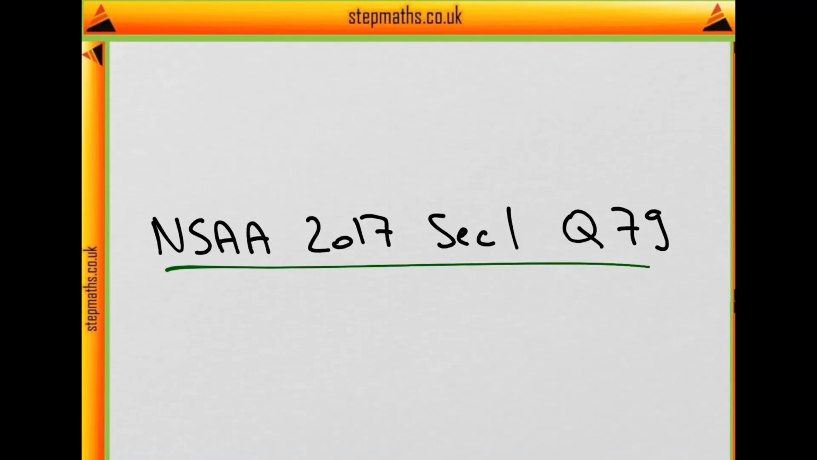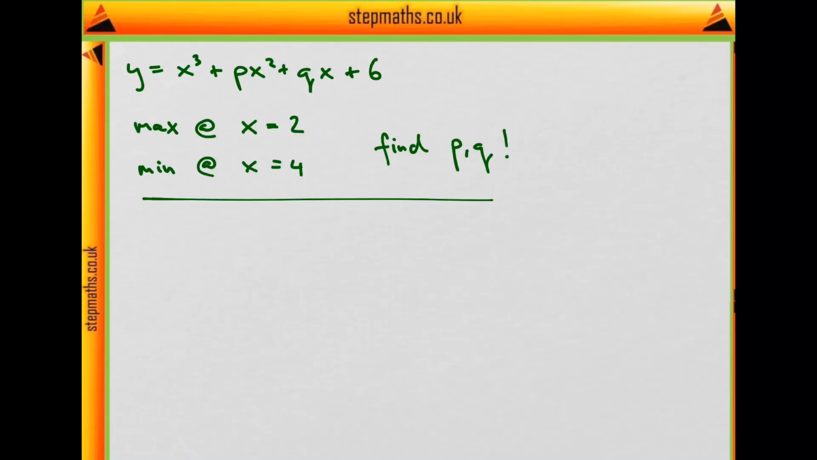So in this video we'll look at question 79 from the 2017 exam. In this question we are given a cubic polynomial with two unknown constants, p and q, which we have to determine using the fact that this function y of x has a maximum at x equals 2 and a minimum at x equals 4.